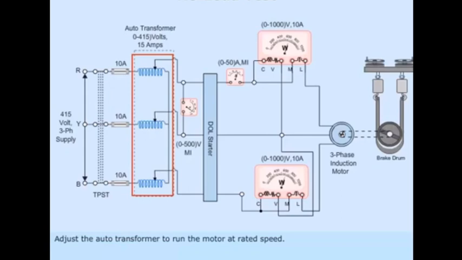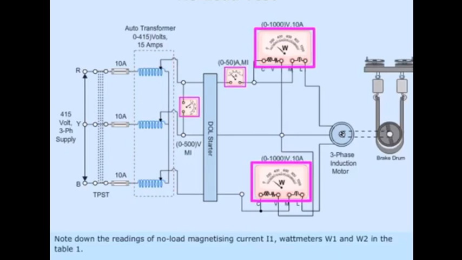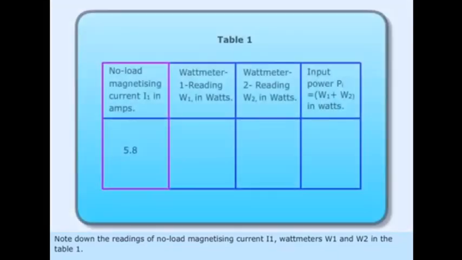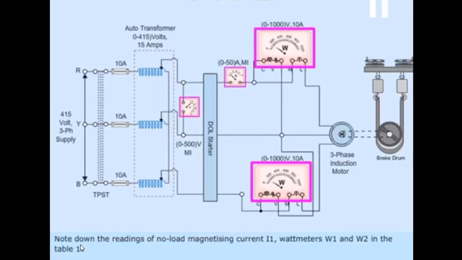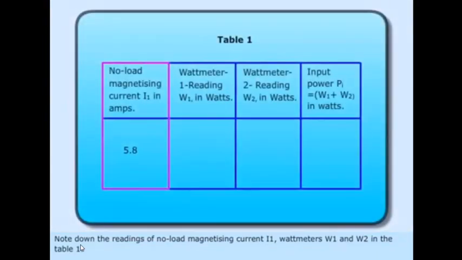Then we have to check that no load is connected to the brake drum. Then we can see that the motor is running very fast, and we have to mark the values. The values we have to measure are the voltmeter and ammeter readings, and the two wattmeters' readings. We have to tabulate them.